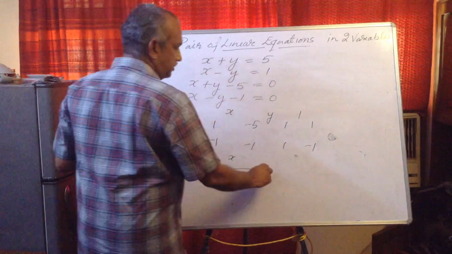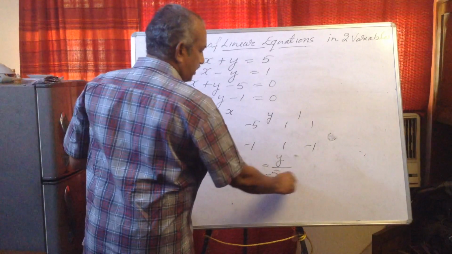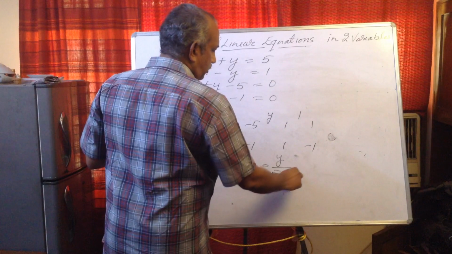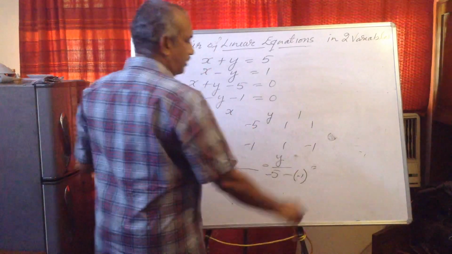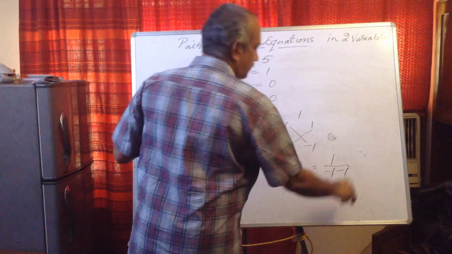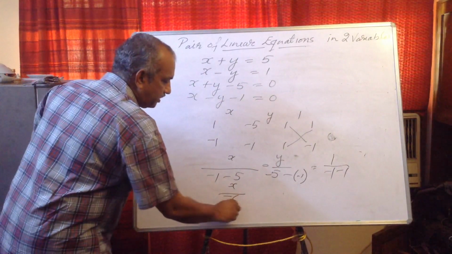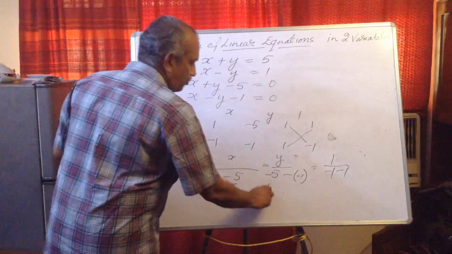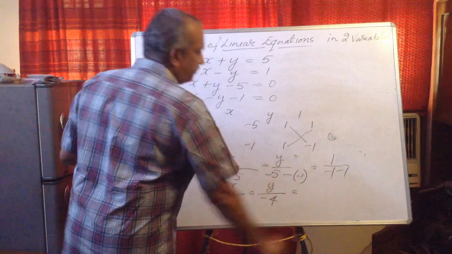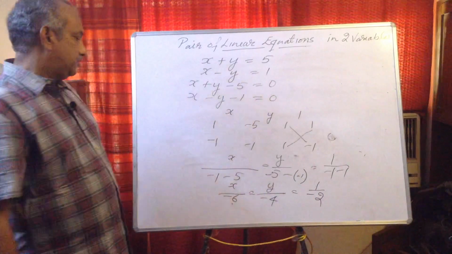So this we get is equal to y upon minus 5 into 1 minus 5 minus 1 into 1. If you want, you can write directly plus 1 or minus 1 is equal to, now 1 upon this minus 1 minus 1. So we get this one. I'll write once again, x upon minus 6 is equal to y upon minus 5 plus 1, that is minus 4 is equal to 1 upon minus 2. So like this we get.